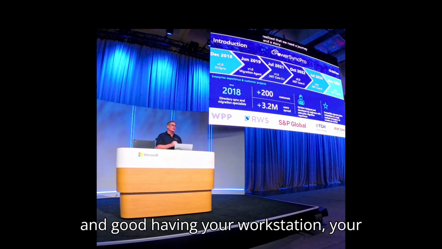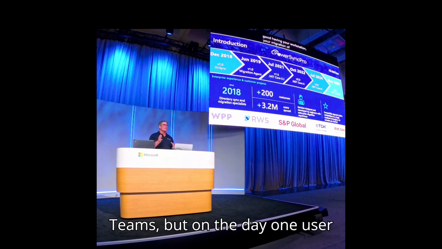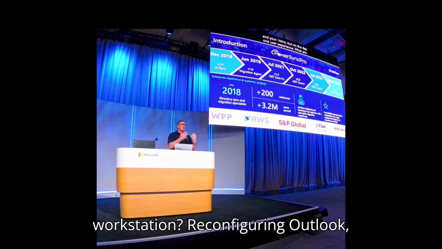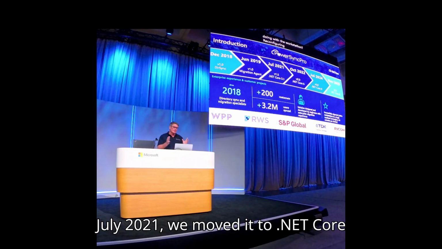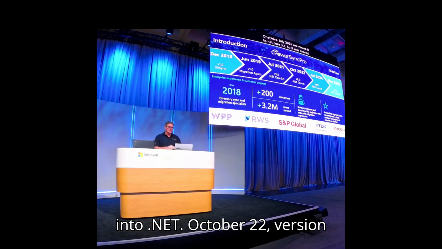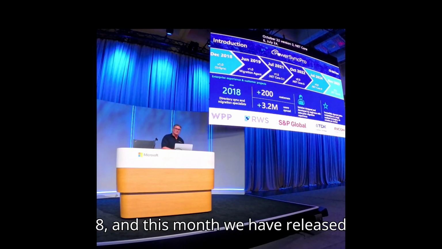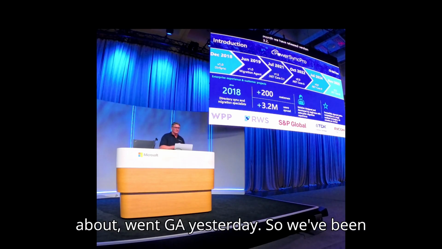So it's all well and good having your workstation, your migration of your mailboxes and your Teams, but on the day one user experience, what are we doing with the workstation? Reconfiguring Outlook, Teams, OneDrive. July 2021, we moved it to .NET Core 3.1, so it was moved out of PowerShell into .NET. October 22, version 2, .NET Core 6, July 24, .NET Core 8. And this month we have released version 3.2, which we're very happy about, went GA yesterday.